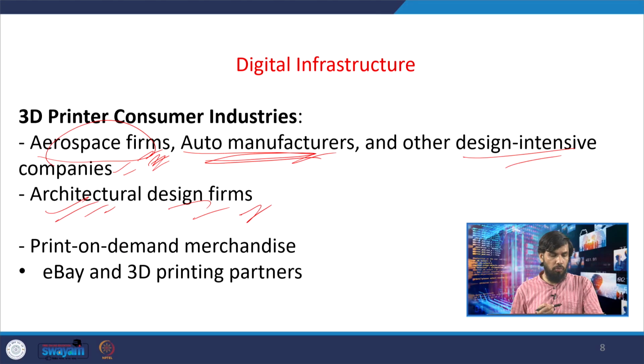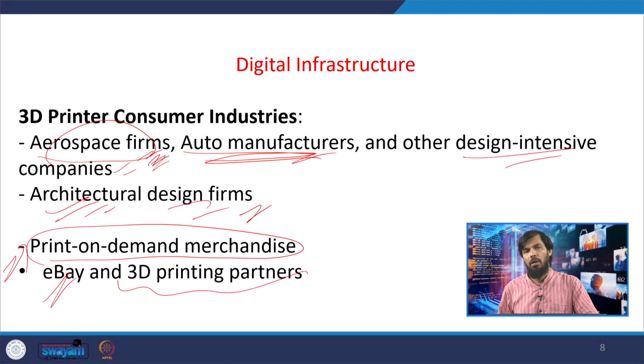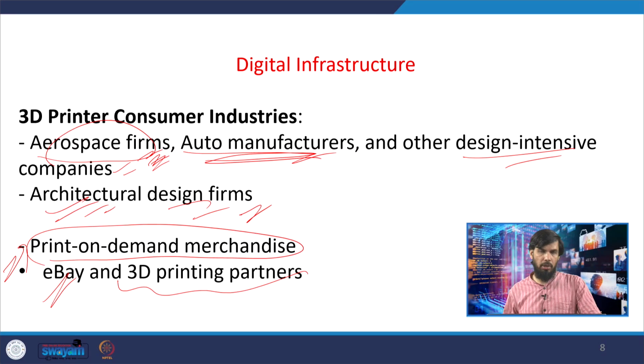Then for the consumer segment, as we talked about, print on demand merchandise, right. For different events, lots of merchandise might be needed. So eBay is doing that, and it has 3D printing partners, and therefore print on demand merchandise, that kind of business is also there. So the general consumer can also use the services of eBay and 3D printing partners. So that's about 3D printers, the consumer part, and previously we talked about the producers, the companies which are providing 3D printers and services, and this is the consumer part.